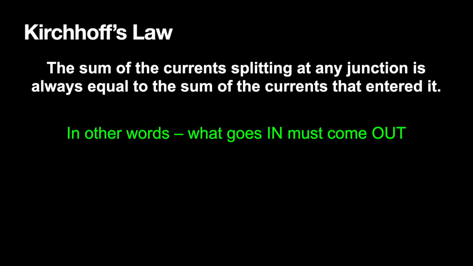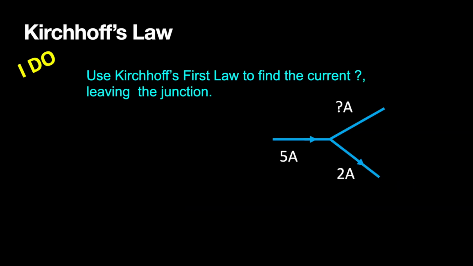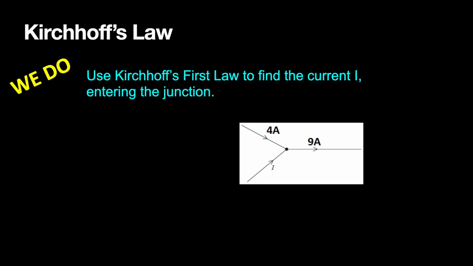Let's try a few examples. Use Kirchhoff's law to find this missing current leaving the junction. So we know that the current entering is 5 amps, and that's equal to 2 amps plus an unknown number. So the value is simply 3 amps. Have a go yourself first and pause the video.